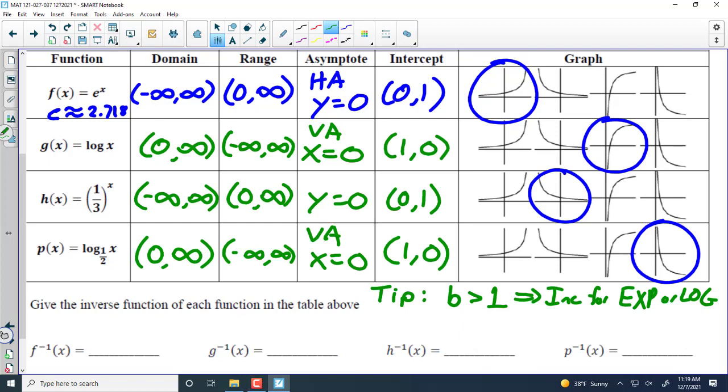So here's our filled in chart. I'll just restate. Domains of exponentials in general are negative infinity to infinity, and the range is 0 to infinity. For logarithms in general, the domain is 0 to infinity, and the range is negative infinity to infinity. Exponentials will have a horizontal asymptote. Logarithms will have a vertical asymptote. If you're not shifting the functions around at all, then exponentials should have the Y-intercept 0, 1, and logarithms should have the X-intercept 1, 0. And once again, here's a little tip for you. If the base is bigger than 1, then you know it's going to be an increasing graph.